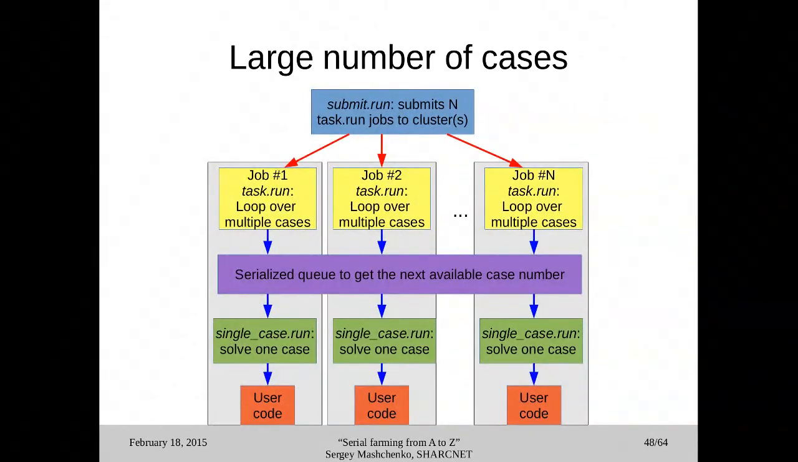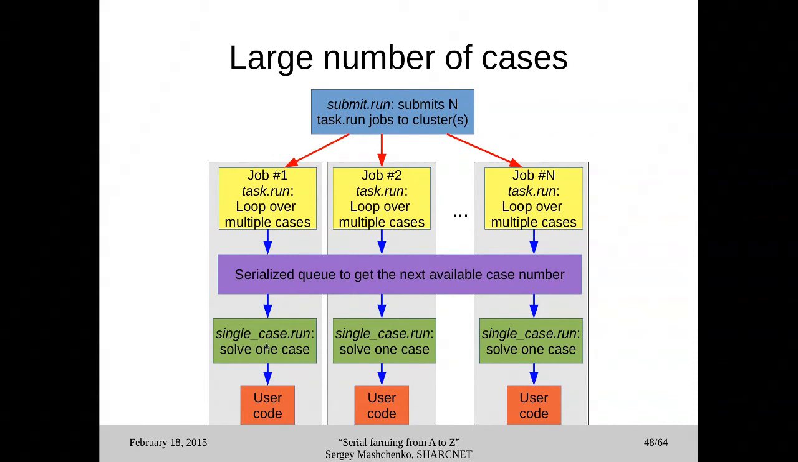And I just have two colorful slides to demonstrate how it works. You submit n jobs; I call them task jobs or task.run jobs. That's the name of the script which is actually submitted. And the number of cases is n. So each job does a few things. Let's say I'm job number 1. I have a loop inside, so I go over multiple cases. Each task run goes through a serialized queue. Remember, I described how to use a log file to organize the serialized protected part of this script. Only one job at a time can do that, to get the next available case number.